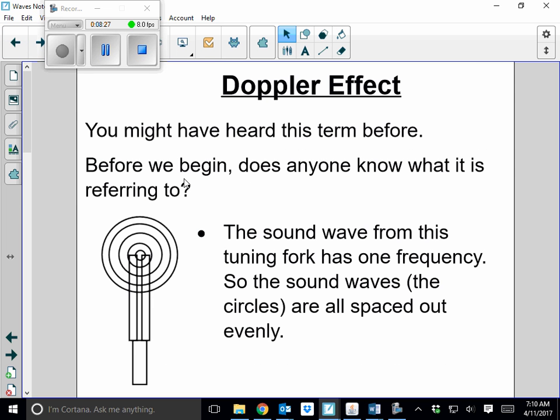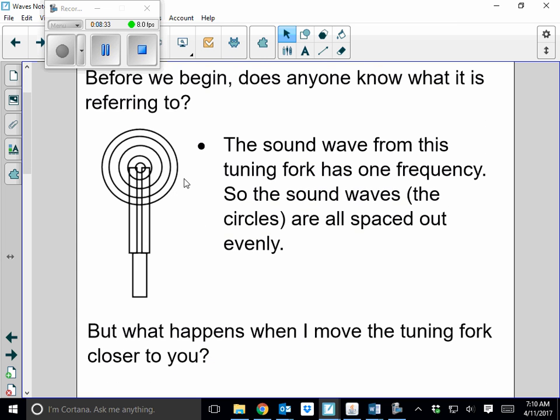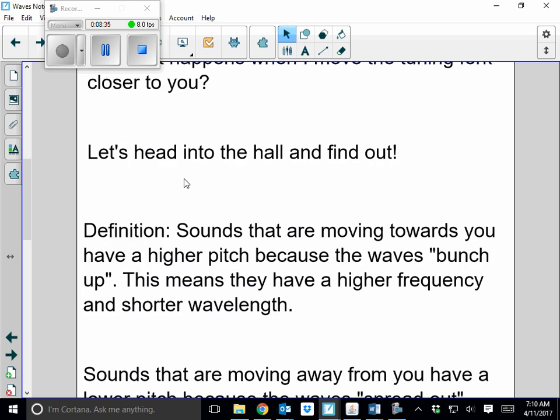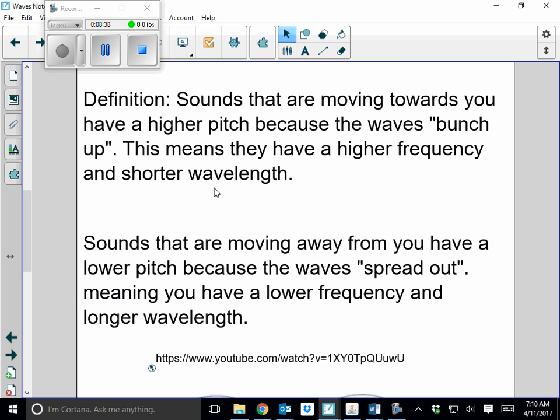Now we have something called the Doppler effect. You might have heard this term before. Sounds that are moving towards you have a higher pitch, an apparent pitch that is higher in frequency. Think about an ambulance. When an ambulance is heading towards you, it's only letting out one tone, but as it travels towards you, you hear a higher pitch. The reason is that the waves are bunching together, which means a shorter wavelength and higher frequency, as we just talked about, because the speed stays the same.